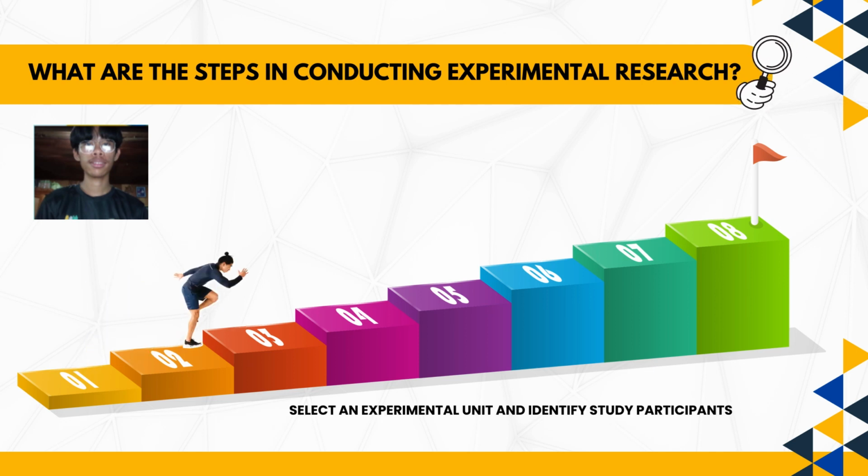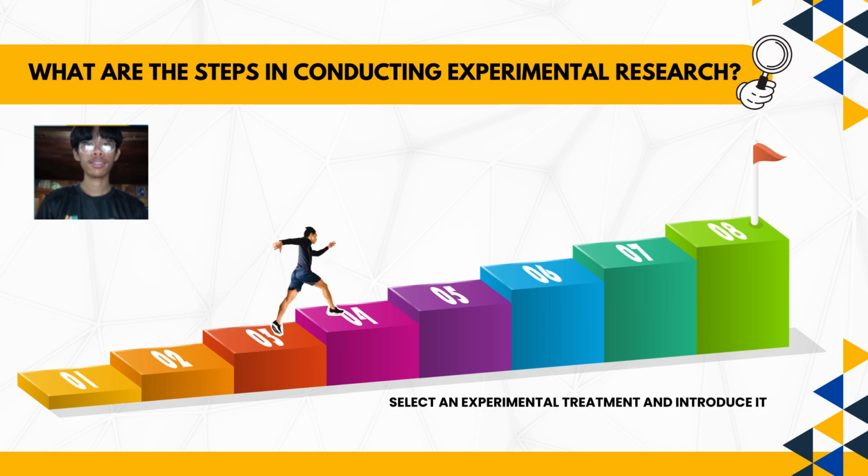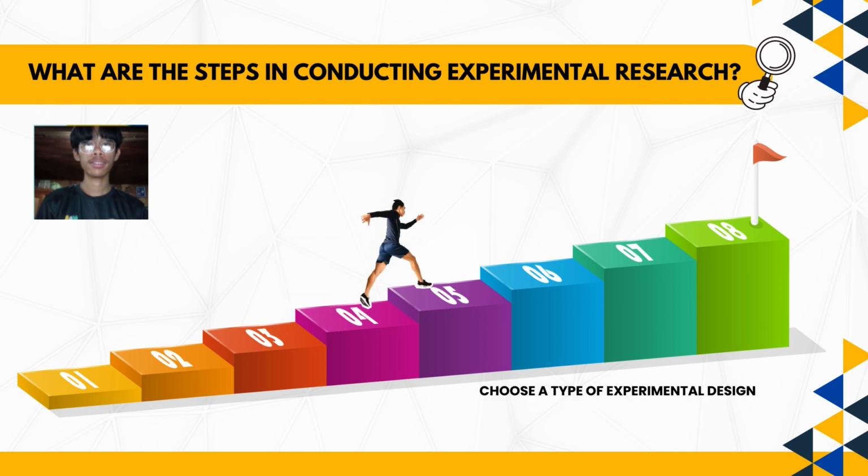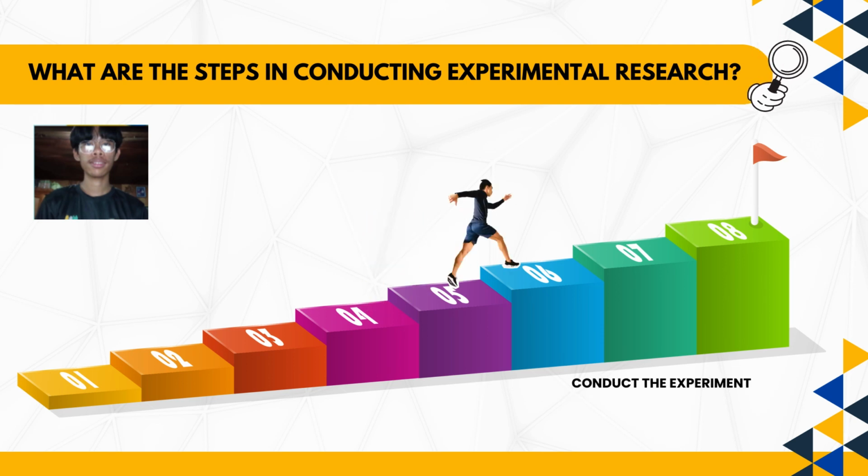Third is select participants. Decide who will take part in your experiment. You may choose volunteers or groups that are easy to study. Fourth is choose the treatment. Decide what intervention or treatment you'll use in your experiment. Make sure it is something that can make a difference and is practical to implement. Fifth is choose a design. Now decide on the type of experimental design you'll choose. This depends on your research question and the resources available.